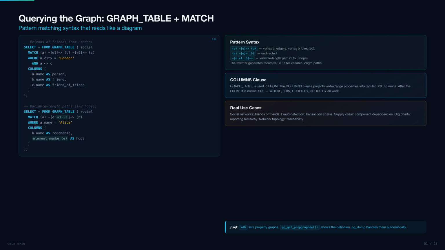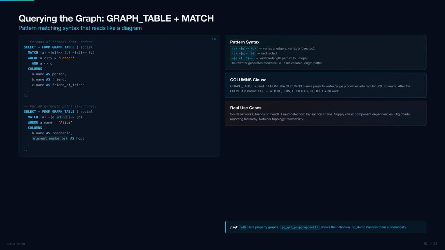After the FROM clause, it is regular SQL: WHERE, ORDER BY, GROUP BY, JOIN, everything. Variable length paths, [e*1..3]->. This matches paths of 1 to 3 hops. The rewriter generates recursive CTEs for this, so the planner can optimize it like any recursive query.